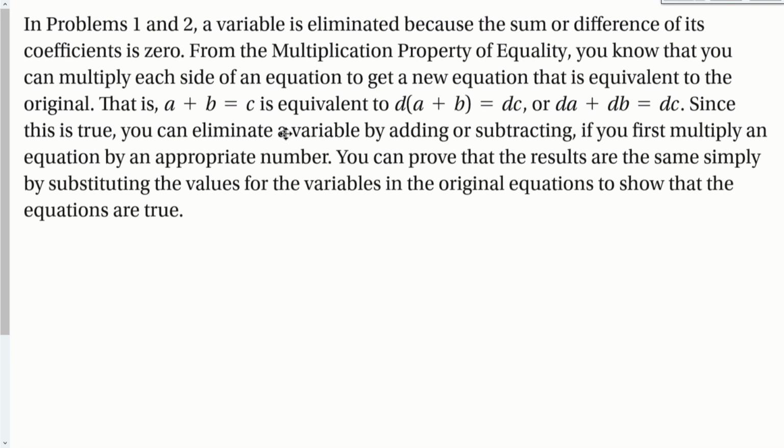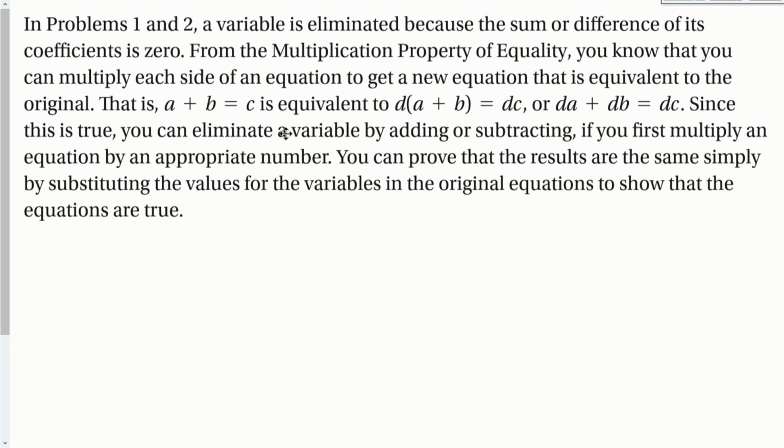Since this is true, you can eliminate a variable by adding or subtracting if you first multiply an equation by an appropriate number. You can prove that the results are the same simply by substituting the values for the variables in the original equations to show that the equations are true. So what did all that mean?